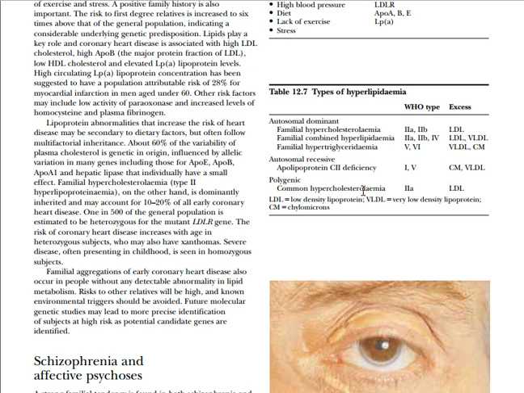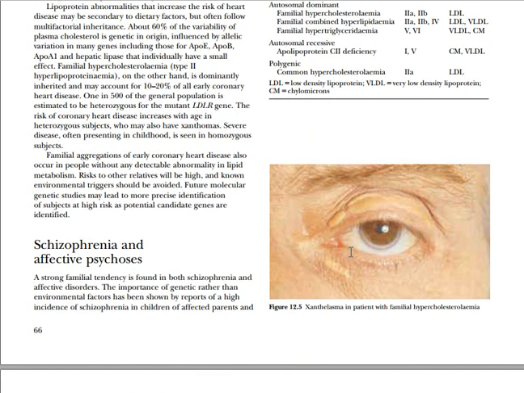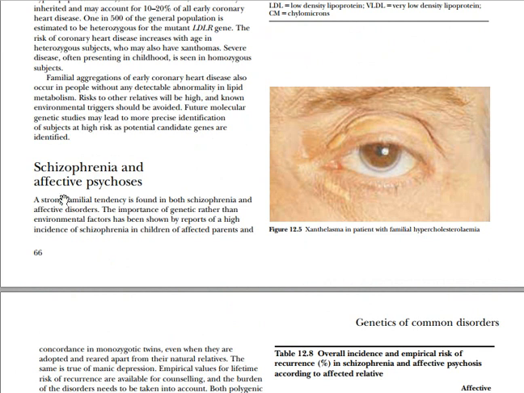Is it clear? So those are the different disorders, and this disorder can give rise to atherosclerosis, and that atherosclerosis can be at the level of the coronary artery, resulting in coronary heart disease. Now, schizophrenia and affective psychosis. First, a preclinical presentation of hypercholesterolemia, where you are going to have xanthelasma. Xanthelasma is lipid accumulation at the level of the eyelids, so that is xanthelasma.